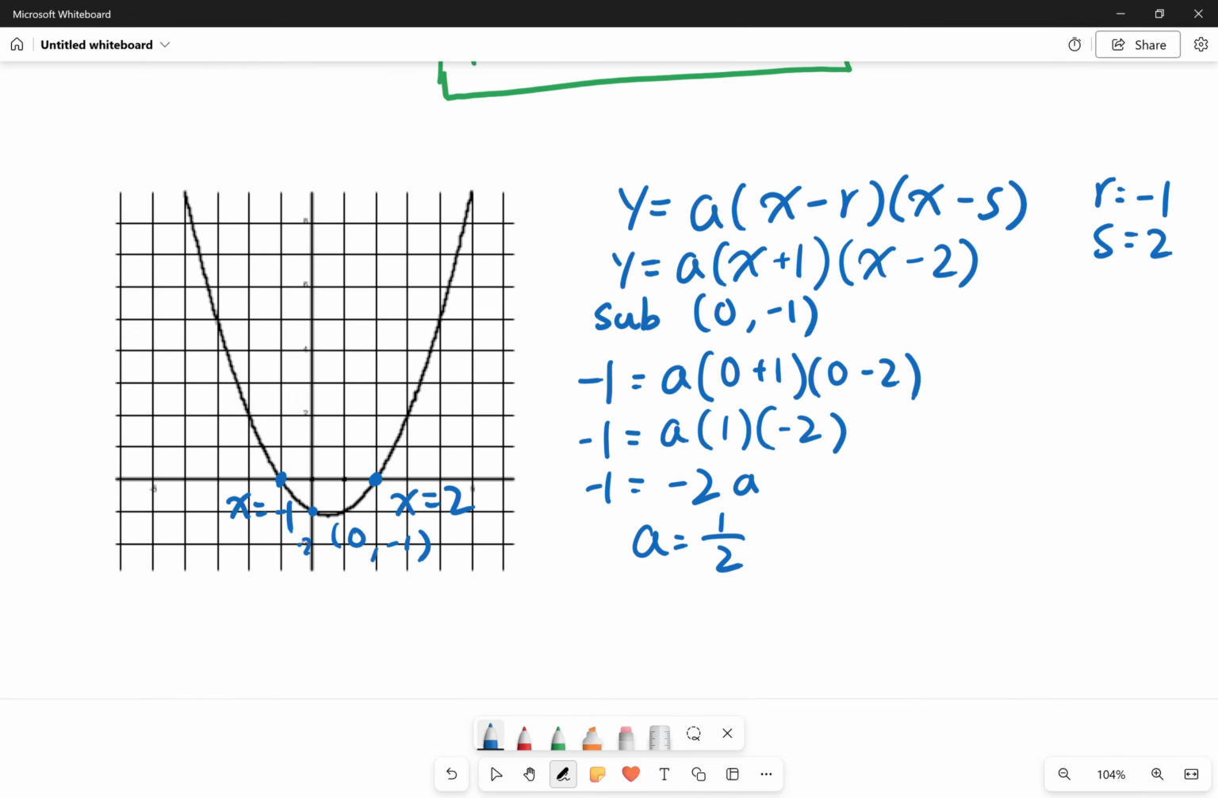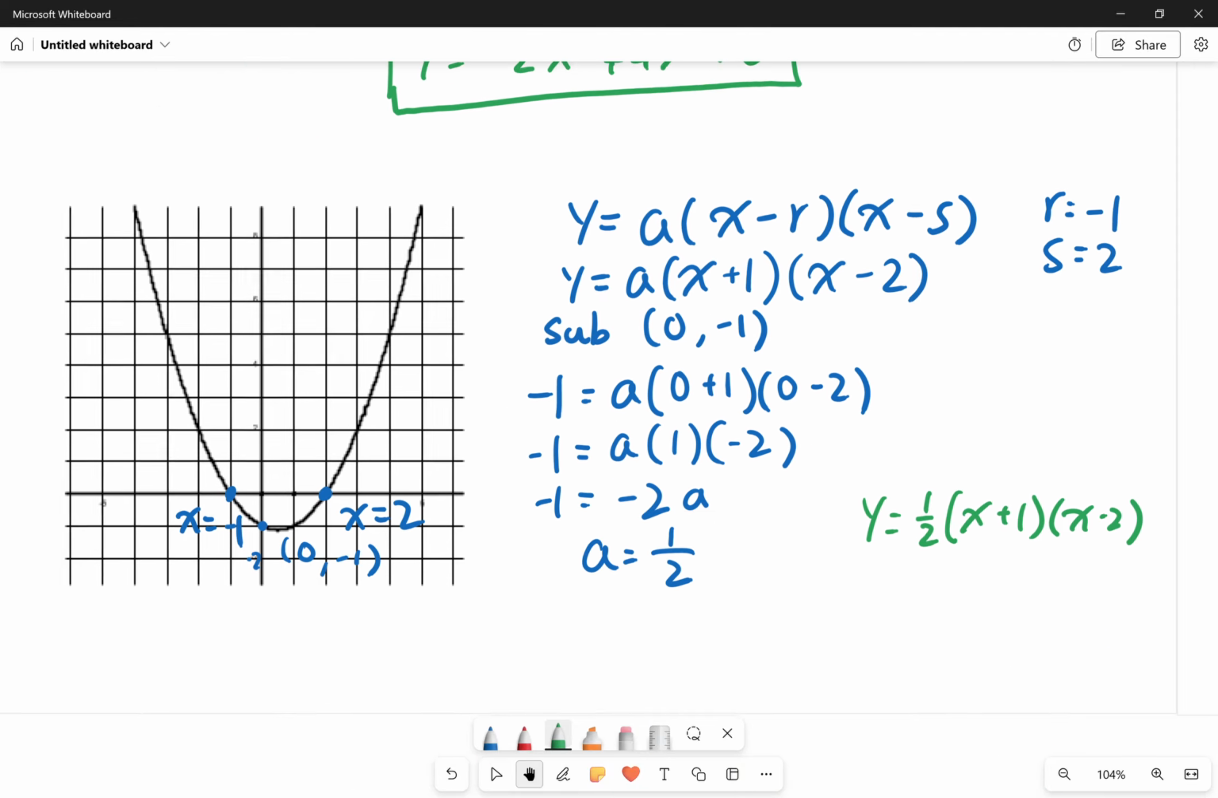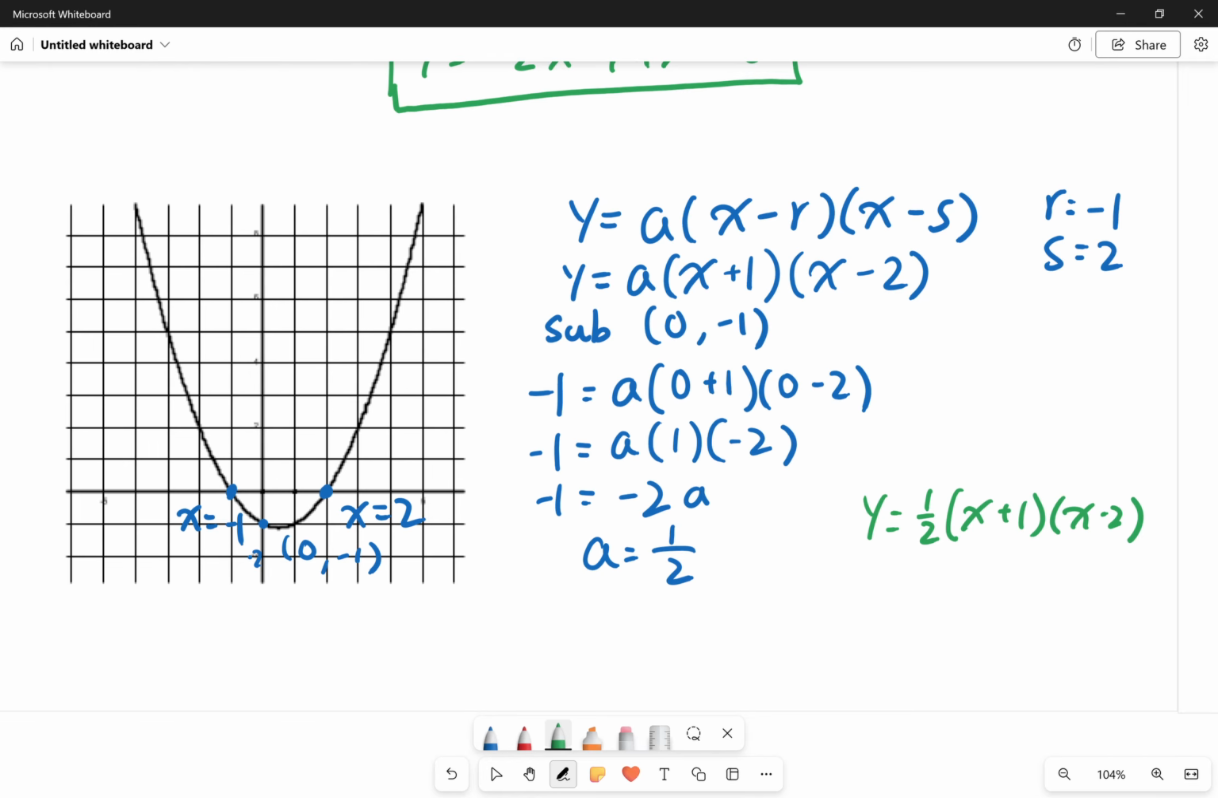Okay. So there we go. I'm almost done. Okay. Let's put it over here. Y is equal to 1/2. My a is 1/2. X plus 1. X minus 2. Okay. If I didn't say put it in standard form, I'm pretty sure it does say put it in standard form. Yeah, it does say that. So if I didn't, you could just leave it like this and you're done. But the question does say put it in standard form, so we're going to have to do that. I'm going to multiply here.